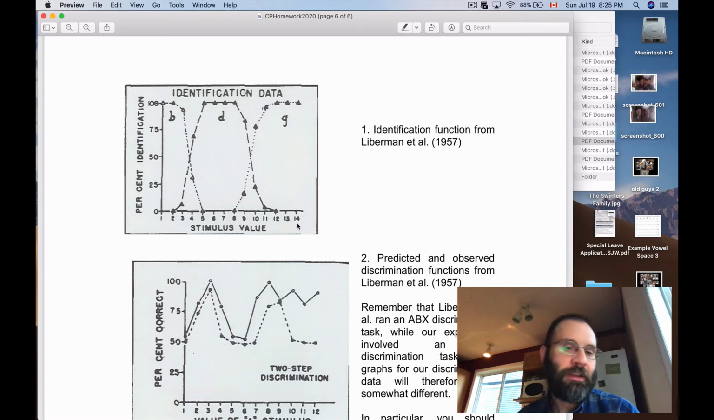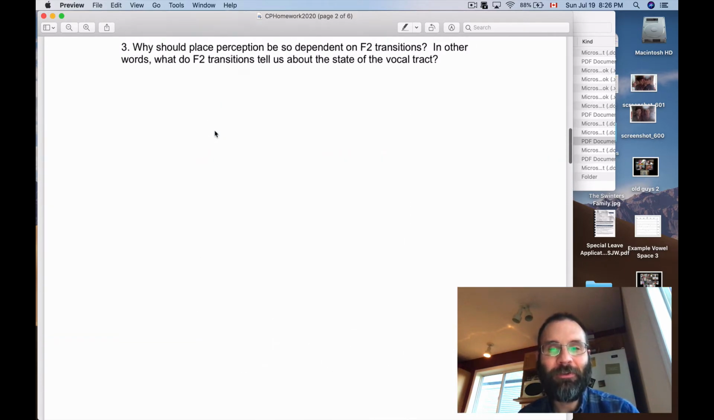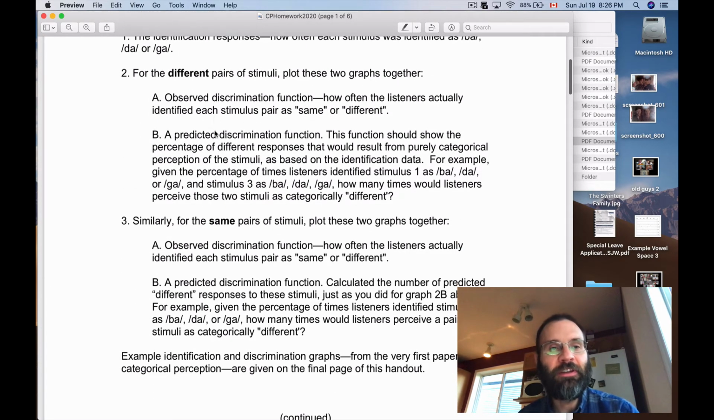So we don't have 14 different stimuli in this experiment, we just have 11. But you should, for each one, plot how many times it was identified as ba, da, or ga. And then I want you to create separate identification graphs like this for the new listeners and the experienced listeners. It'll probably be easiest for you to do those in literally 2 separate graphs. But again, if you think of a way that makes sense to you and that works, go ahead and do it however you like, just as long as all the relevant information is in there.